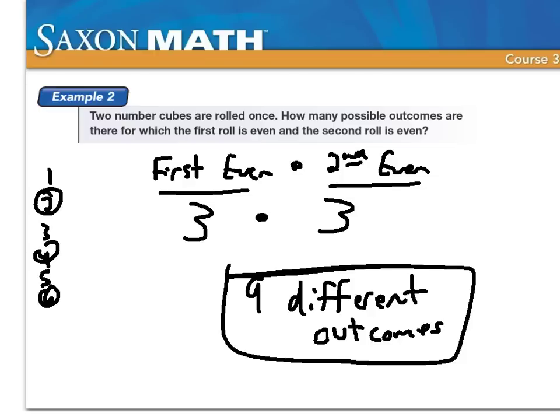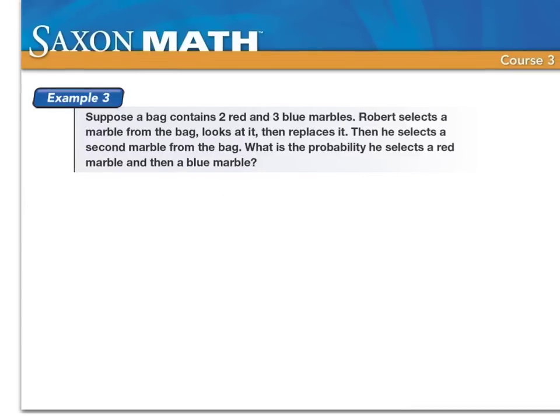Okay, now let's move on to a couple different types of examples. Example 3 says, suppose a bag contains 2 red and 3 blue marbles. Robert selects a marble from a bag, looks at it, and then replaces it. So that means he takes it out, figures out what it is, and then puts it back in. Then he selects a second marble from the bag. What is the probability he selects a red marble and then a blue marble?